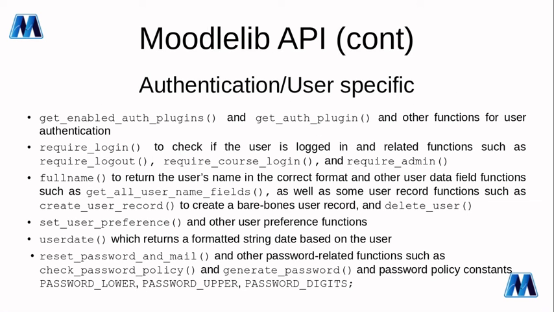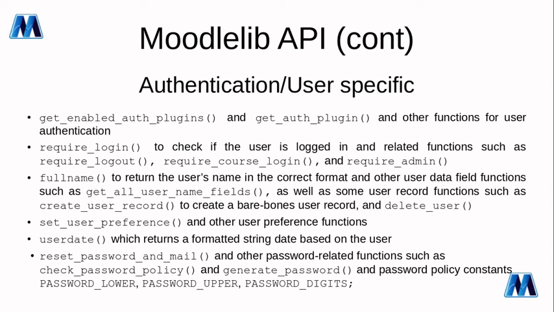Right. So apart from the string stuff, and more useful to us as we're going to develop an authentication plugin in this lesson, things that are to do with authentication and user specific functions. So you have things like get_enabled_auth_plugins to find out which authentication plugins are enabled, or just to get an authentication plugin, you've got get_auth_plugin. You've got require_login, require_logout, require_admin.